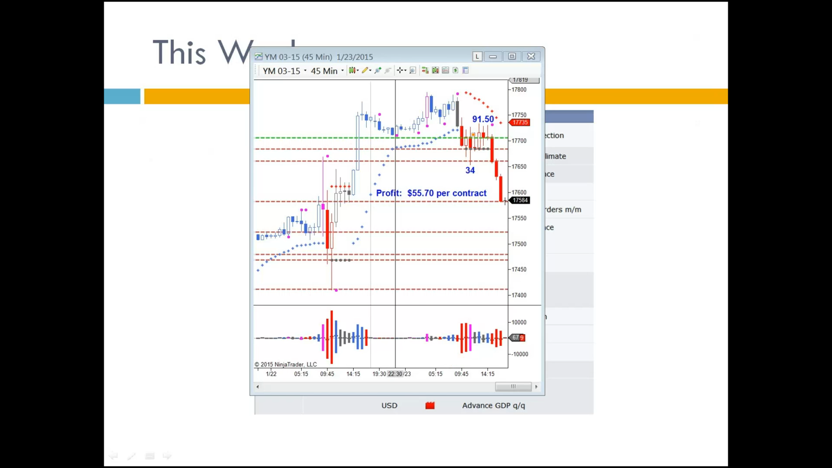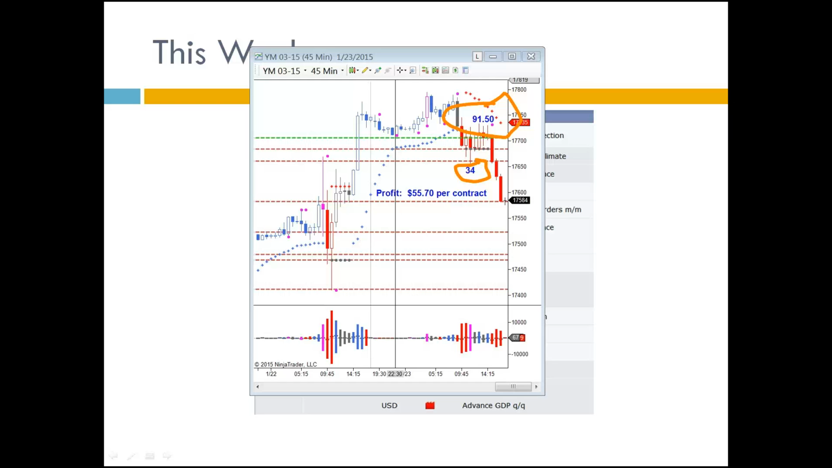I went out of the money at 17,706 is where I bought the binary. The cost of the binary was $34. I sold the binary for $91.50. Okay? My profit per contract after commission was $55.70, and I did not have to sit with the trade. I was very comfortable risking $34 per contract.